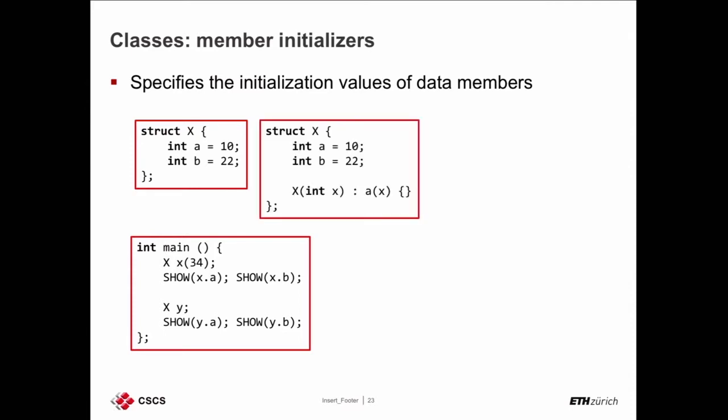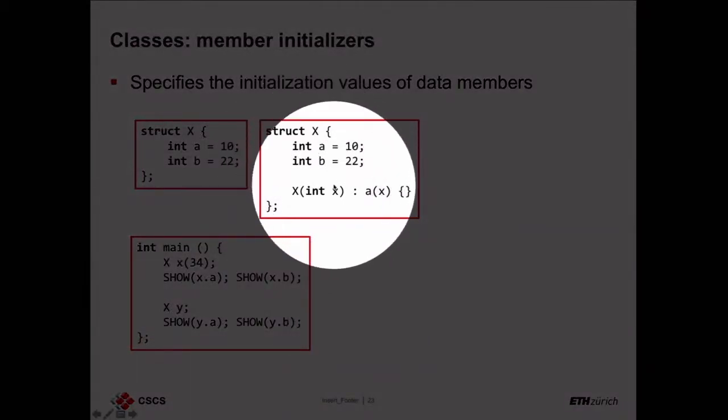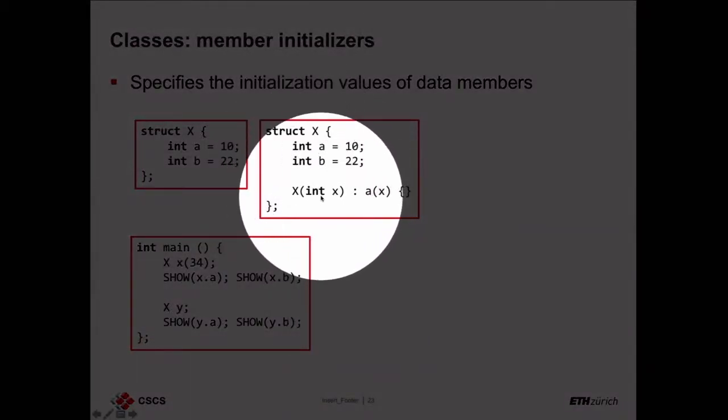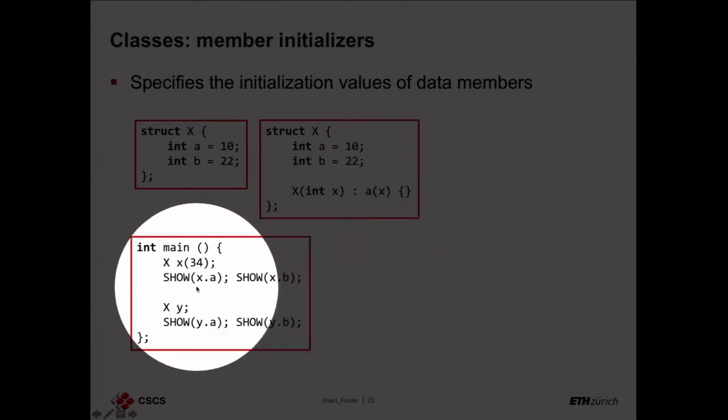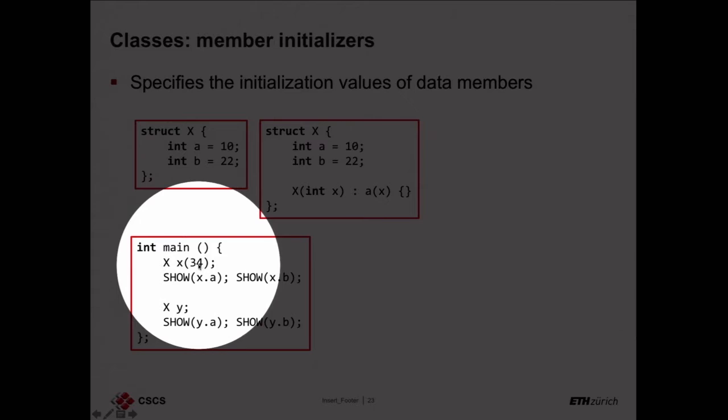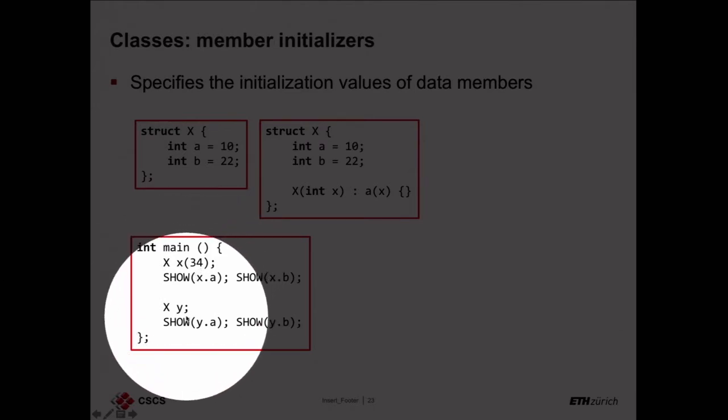So what I can do is to create something like this. I create a constructor that takes an integer and then assigns it to a. So this will be equivalent to a equal 34 and b equal 22. And what happens to this guy?